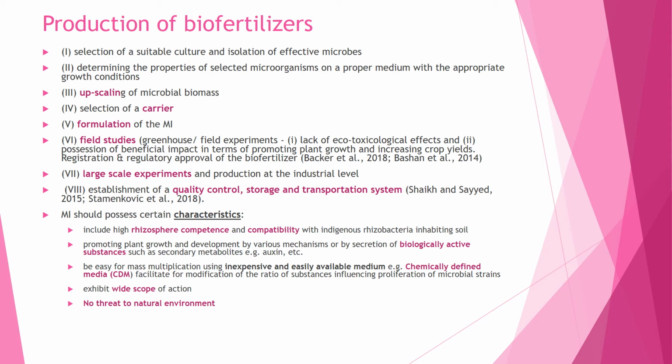Okay, and then this culture is also easy to multiply, meaning that you can use inexpensive and easily available medium. Typically it is a complex medium such as molasses to grow the biomass to high concentration or density. Of course, sometimes we can also use chemically defined media to facilitate modification of the ratio of substances influencing the proliferation of microbial strains. So if we use the complex medium, which is cheaper, if the density is not so good, then only we will use the chemically defined.